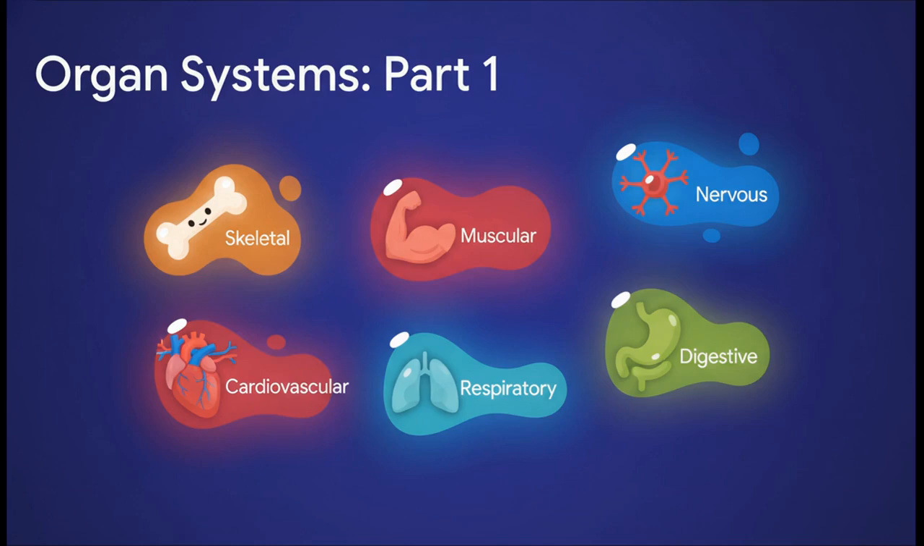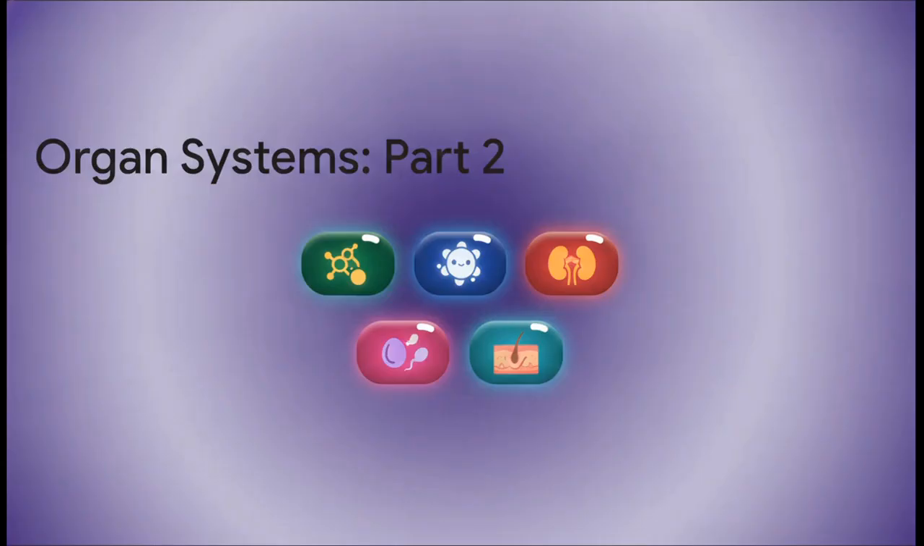Your nervous system, the brain and nerves coordinating all perception, thought, and response. The cardiovascular system, using the heart and a staggering 100,000 kilometers of blood vessels to circulate blood. Your respiratory system, facilitating that essential gas exchange in the lungs. And the digestive system, working tirelessly to break down your food and absorb vital nutrients. Keep that energy up. Let's complete our 11 systems.